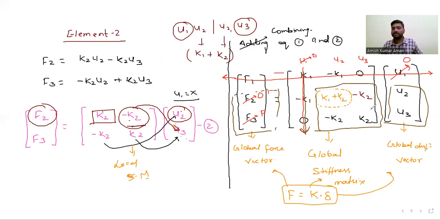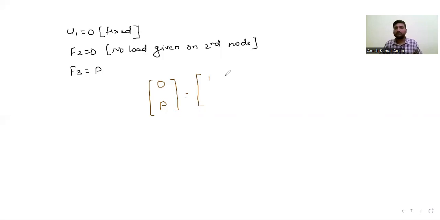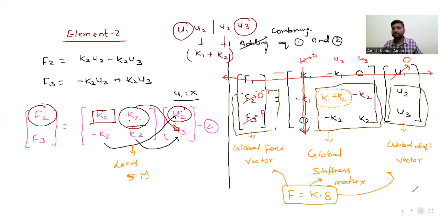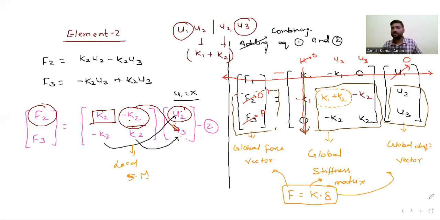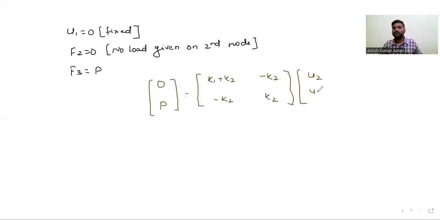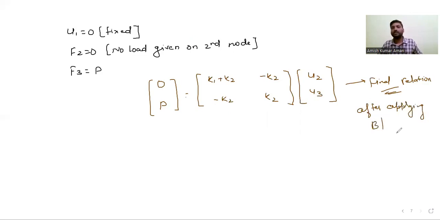So K1 plus K2, minus K2, then here minus K2 and K2, into displacement. In displacement U1 is 0, then automatically we have U2 and U3. This is your final result, final relation, after applying boundary condition. This is the final result after applying boundary condition. Now you have a 2 by 2 matrix, that is easy to solve.